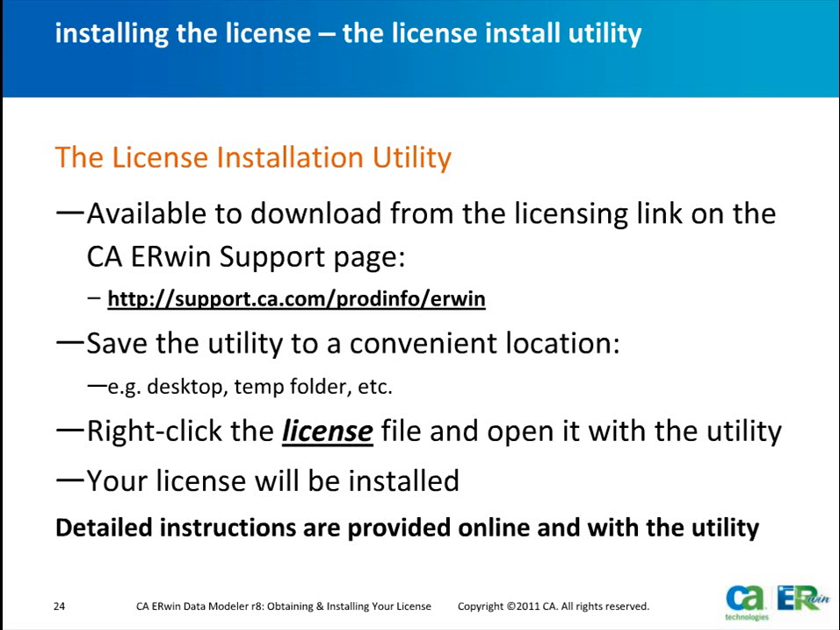The easiest way to install your license is with the ERwin license installation utility. The utility is downloadable from the Get Your License link on the CA ERwin support page. To use the utility to install your license, locate your license file, not the utility. Then right-click, choose Open or Open With, and browse to find the license installation utility you just downloaded. Click on the utility, and after a second or two, the license installation is complete.